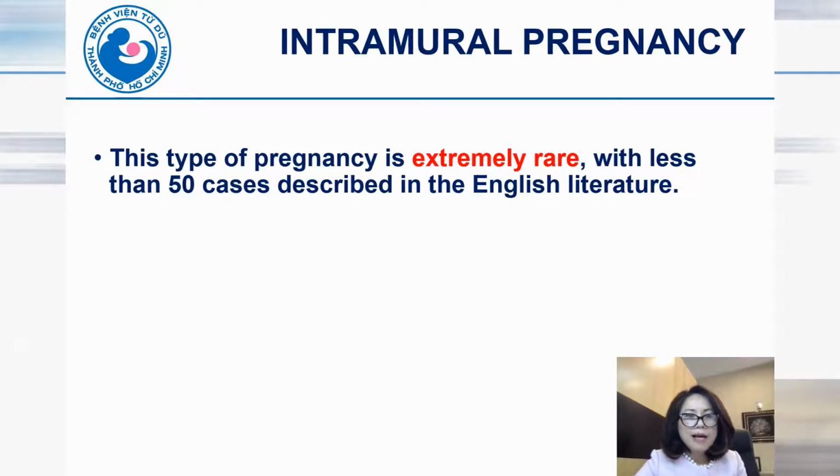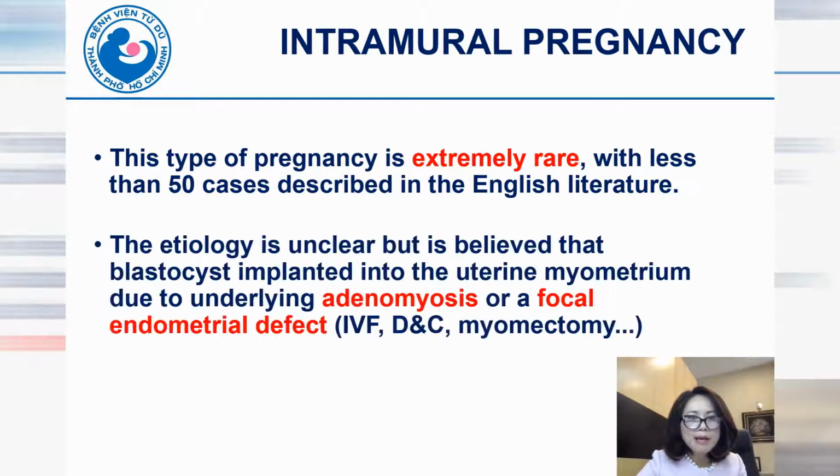Another rare type of uterine ectopic pregnancy is intramural pregnancy. It is extremely rare, with fewer than 50 cases described in the English literature. The etiology is unclear, but it is believed that the blastocyst implants into the uterine myometrium due to underlying adenomyosis or a focal endometrial defect caused by IVF, D&C, or myomectomy.